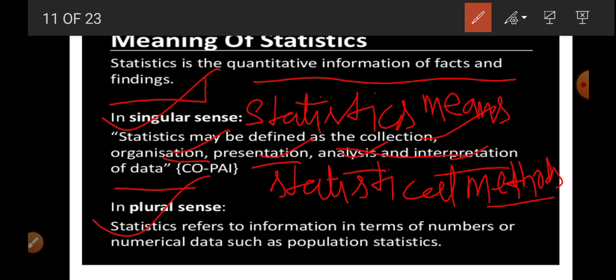Now if I talk about the plural sense, in the plural sense statistics means information in terms of numbers, like numerical data regarding population. Okay, so I think it is clear. Statistics means quantitative information. When any social or economic issue is explained in data, in numbers, it becomes statistics. In the singular sense statistics means statistical methods. In the plural sense statistics means numbers.